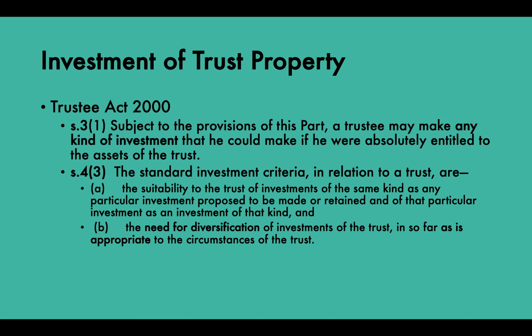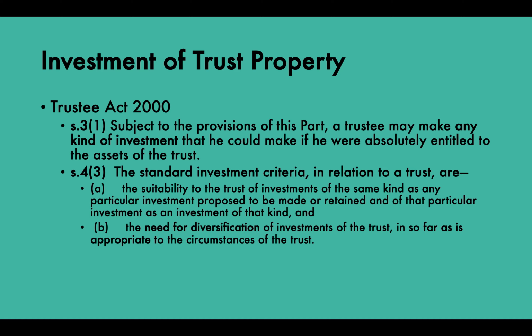Now, in creating a general power of investment, the Trustee Act 2000 also provides that the power is both in addition to anything set out in the trust instrument, but also capable of being excluded by any such trust instrument, and that's under Section 6 of the Trustee Act. Therefore, the settlor could preclude the trustee from making particular forms of investment or otherwise qualify the trustee's power of investment.